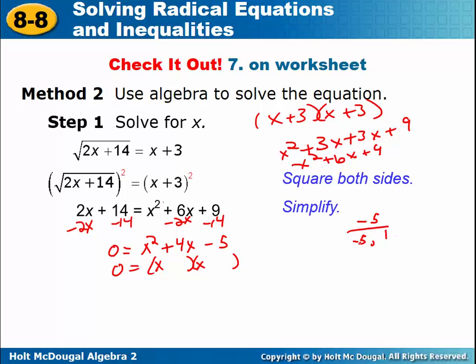Not that one, because that would be negative 4. This one will work because when I add 5 plus negative 1, I'll get a positive 4. So plus 5 minus 1. Now we set each of those factors equal to 0. And x equals negative 5 or x equals 1.